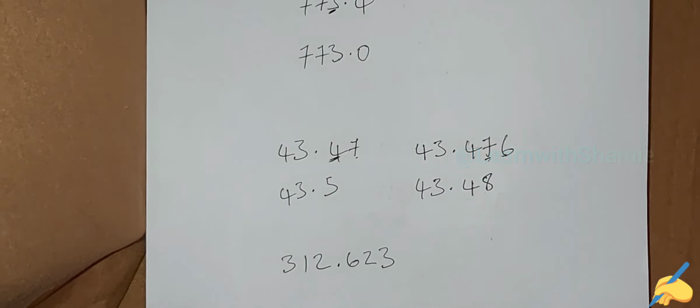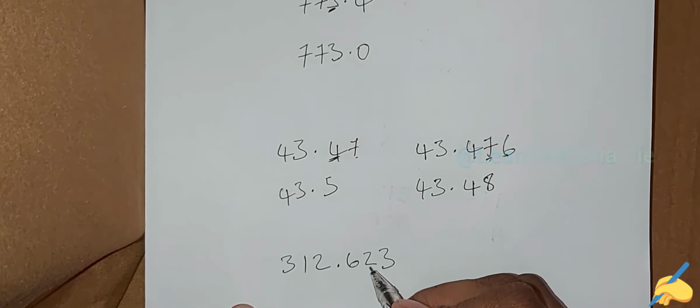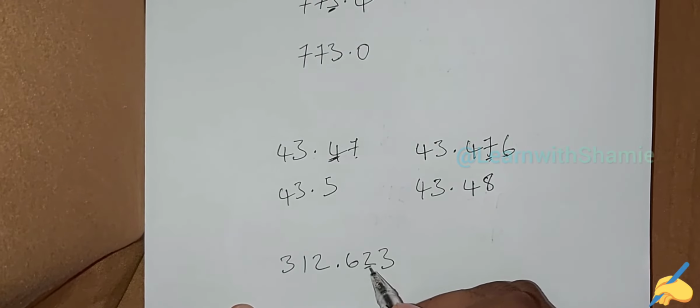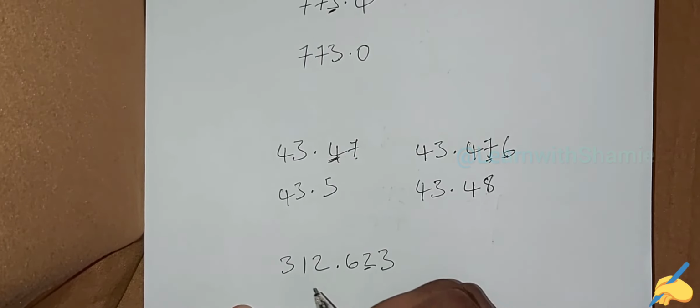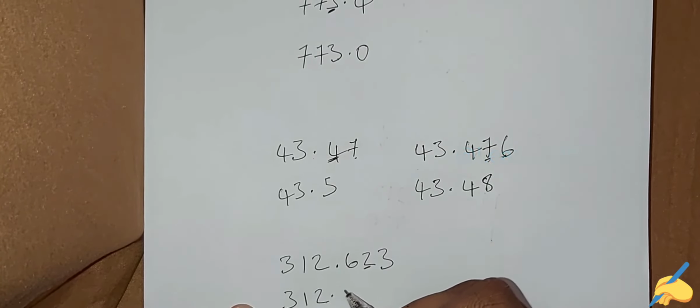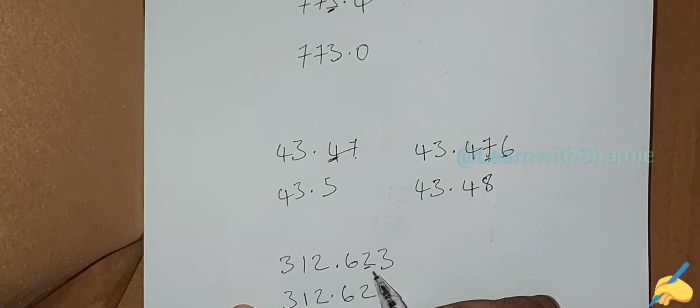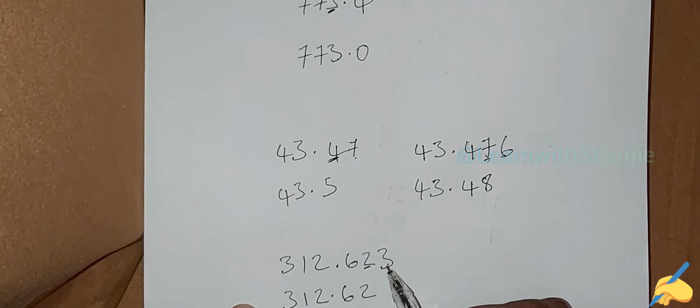312.623. If we should round this number to the nearest 100th, the new figure would be 312.62. So we would round down because 3 is less than 5.